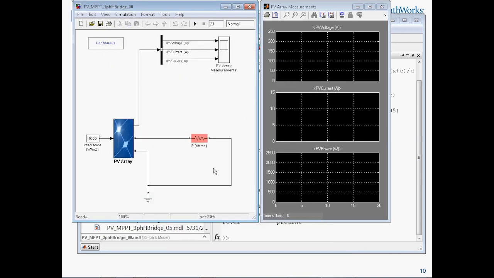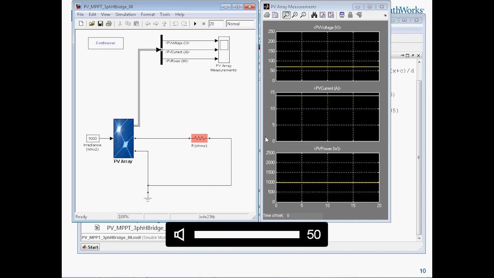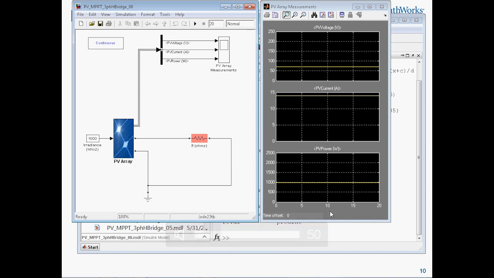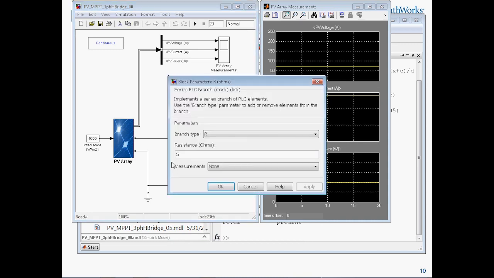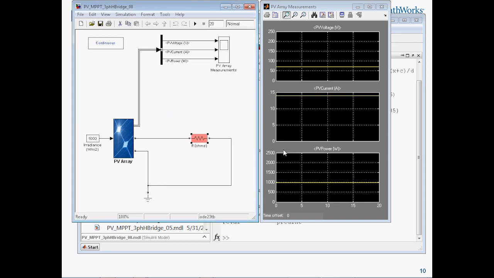So what happens when you connect an array with a resistor is the voltage and the current are going to try to balance. So I can run this, and you can see that for this particular value of a resistor, in this case 5 ohms, I'm getting a current of about 14 amps. 14 amps times 5 ohms gives me about 70 volts. That is fixed. There's no way I can change it. And what is happening is my array is producing 1,000 watts.